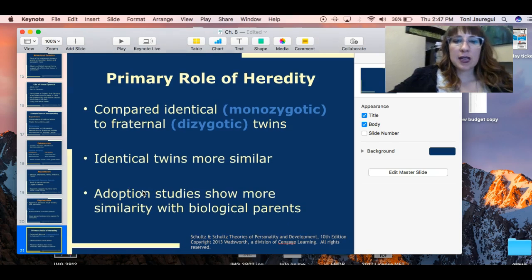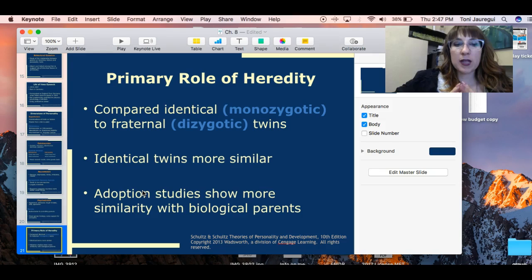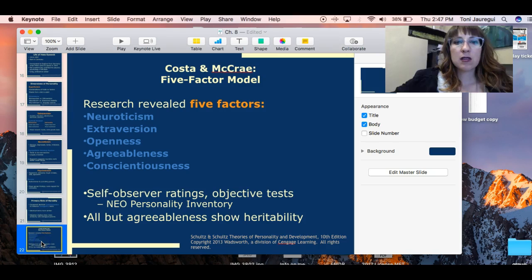So heredity. He compared identical and fraternal twins. Identical twins tend to be more similar. Adoption studies show more similarity with biological parents, based on his findings.